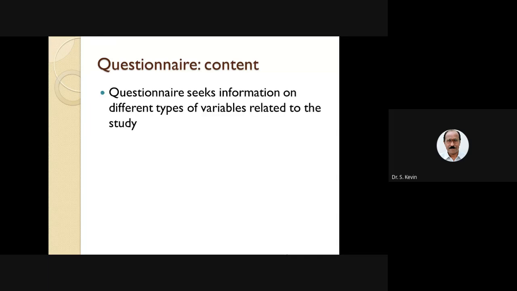The questionnaire is seeking information on different types of variables related to the study. So in our study, we are studying different variables. One variable I gave you, job satisfaction. Another variable, if it is a marketing study, the variable may be customer satisfaction. So we are going to study different variables related to the study. So this questionnaire will be asking questions on different variables.